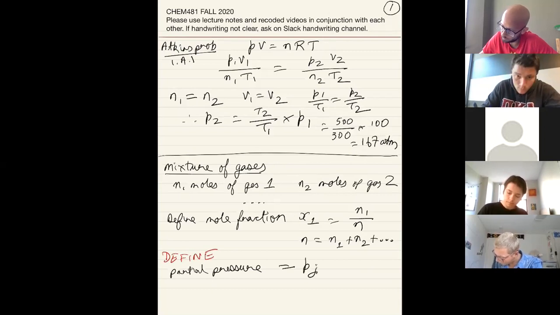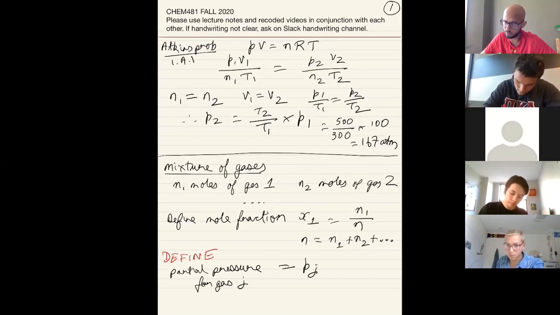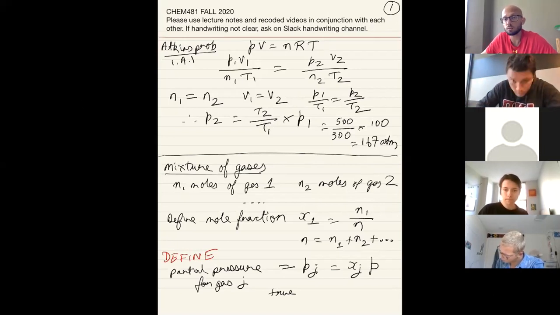For gas J, it will be different for every gas. The partial pressure for gas J will be called Pj, and it will be given by Xj multiplied by the total pressure of the vessel. This is a definition. This is always going to be true. So far, we haven't used any ideal gas law or anything like that. The gas could have been highly interacting. All molecules of gas 1 could be bumping against each other, talking to each other. They could be talking to molecules of gas 2 and vice versa. It could be highly complicated.